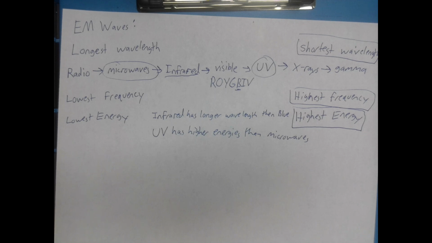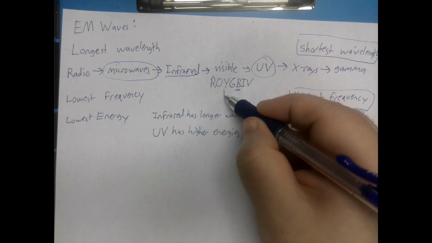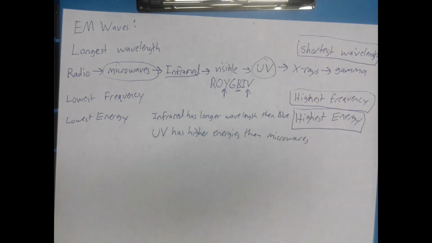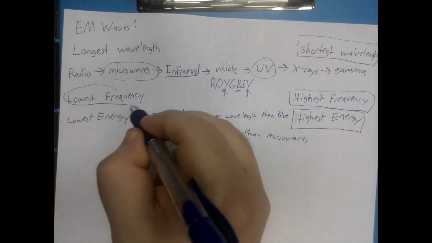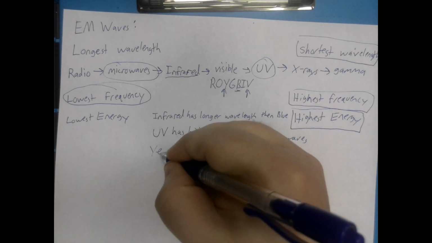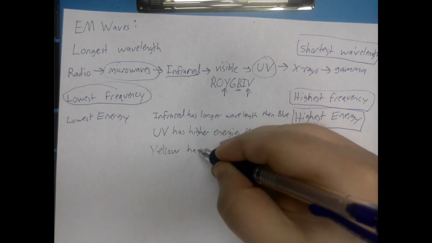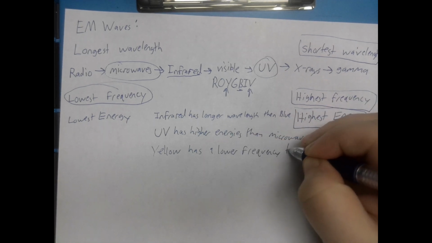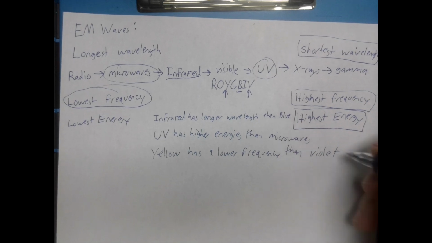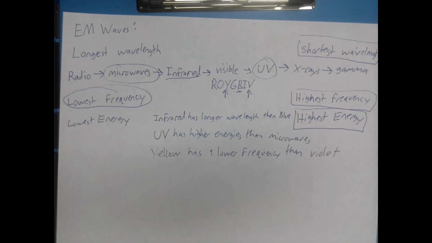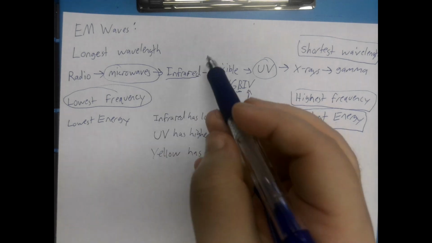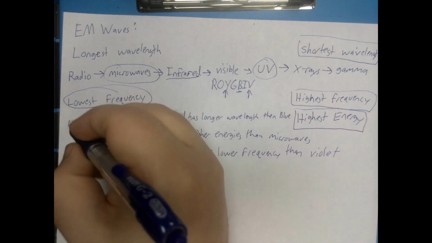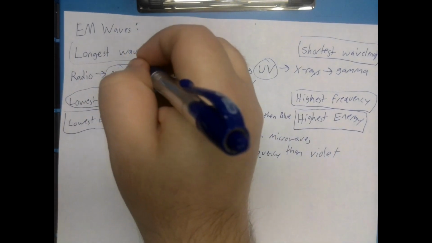Which has a lower frequency, yellow or violet? So yellow is on the left, so we choose the left. So yellow has a lower frequency than violet. That's really all we do to figure out if something is lower or higher. We look if it's to the left of the other thing, it's going to be one of these.